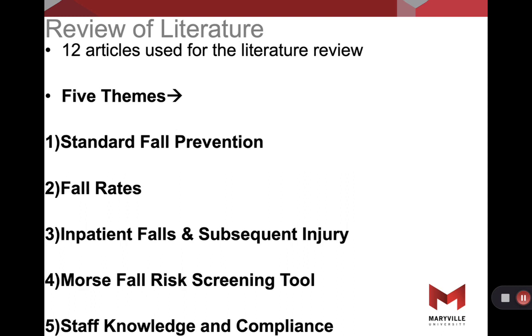Next, I will go into describing a review of literature I have completed. A review of the literature included 12 scholarly articles. This review revealed the following 5 themes: the standard fall prevention methods, fall rates, inpatient falls and subsequent injury, Morse fall risk screening tool, and staff knowledge and compliance.